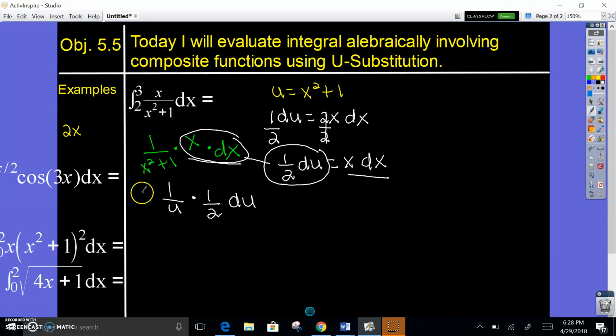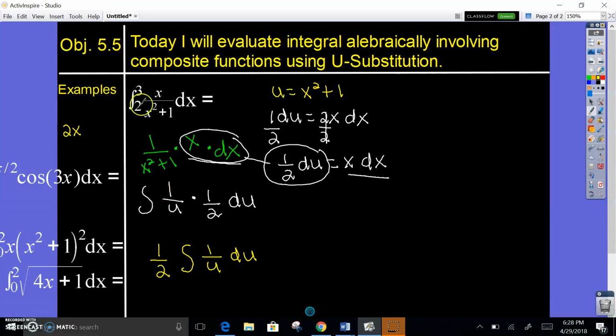Now I have to bring my integral with me. To clean this up, I'm going to take my constant and just take it outside. It just makes things a little easier. You don't have to do that, by the way. You can leave it in, but it just cleans up the integral so you can take that antiderivative a bit easier. Okay, so that's nice and clean.